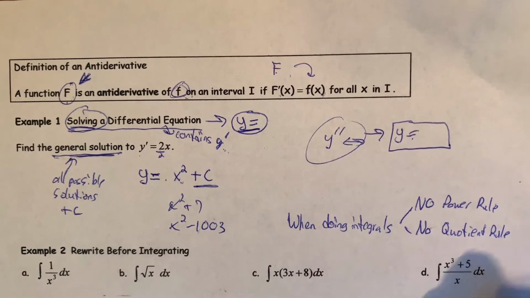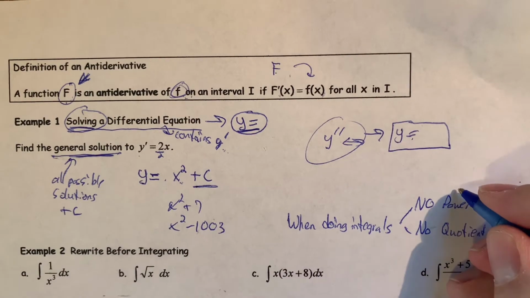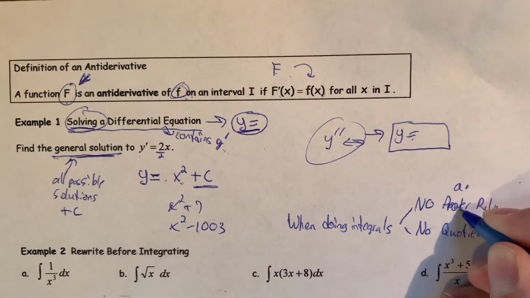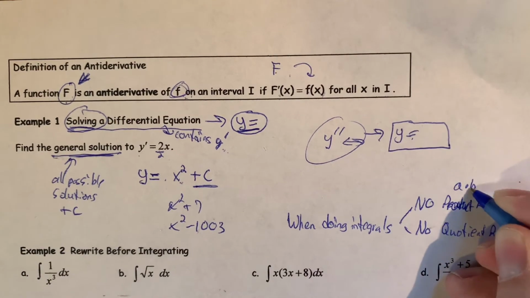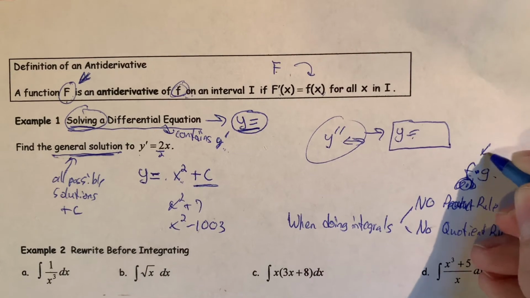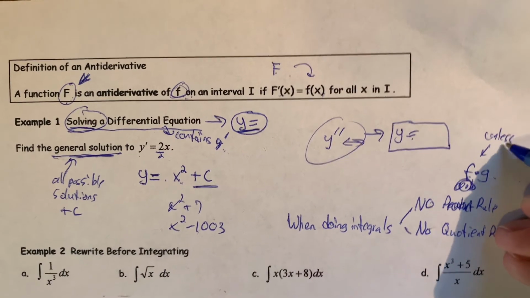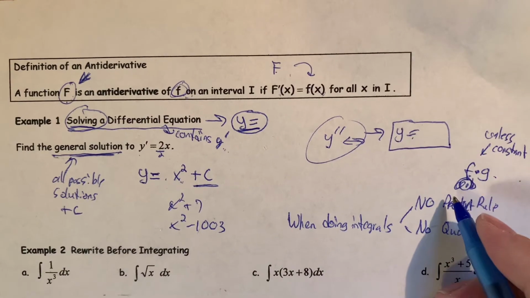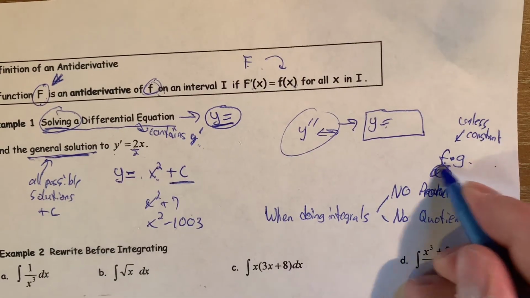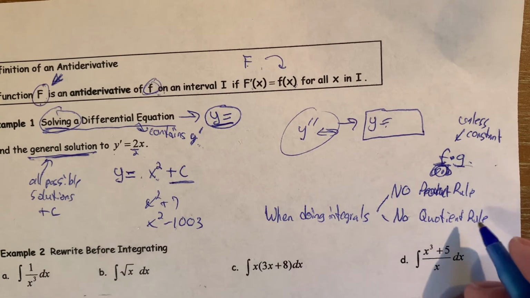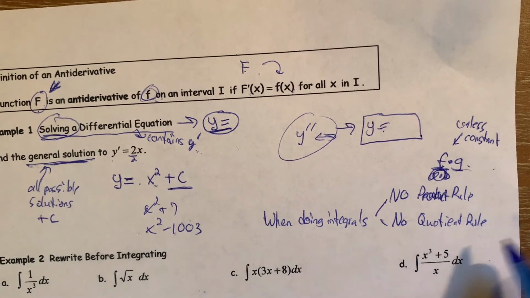We learned when we were doing derivatives that if there were two things multiplying, we used the product rule. There is no product rule for integrals. You can't take the integral of two things multiplying unless it's a constant. If it's a constant, we know that constant just stays alone. But if you have two functions multiplying by each other, you cannot do the integral of that. There is no product rule, and you will never learn one. And there is no quotient rule.